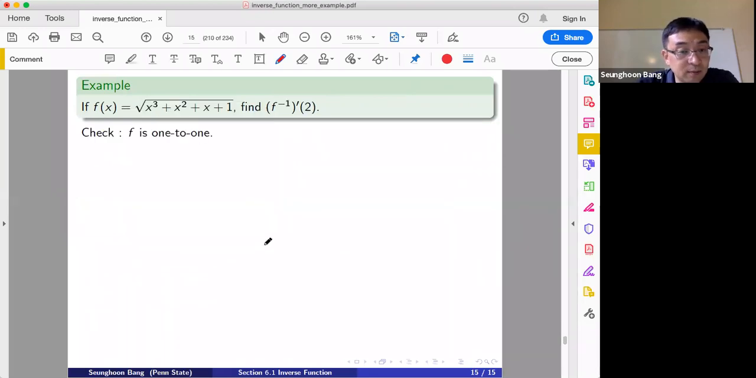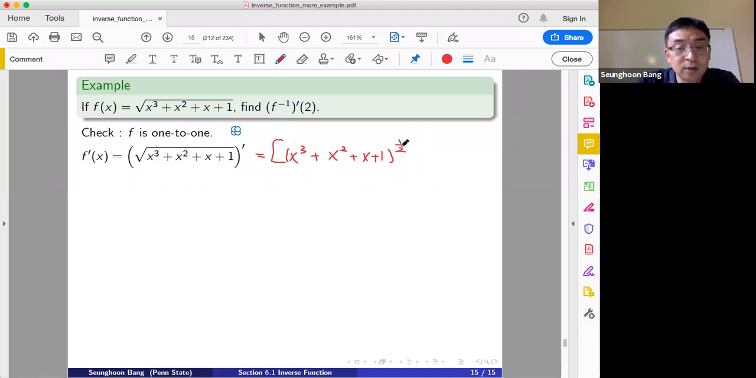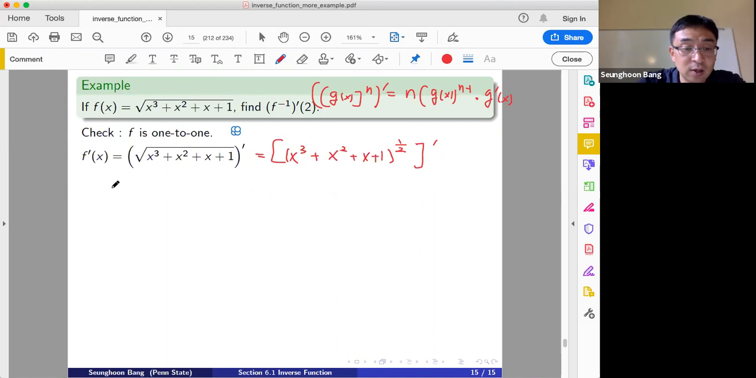Here, same. Check f is 1 to 1. f prime of x is this one prime. How can you calculate? Here, x cubed plus x squared plus x plus 1 to the power 1/2, prime. Do you know this kind of thing? The g of x inside the power n, prime. You can use the chain rule. Power n comes down, and we have g of x to the power n minus 1 times g prime of x. You can use it.